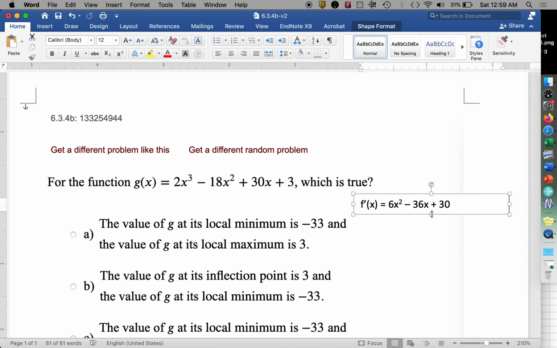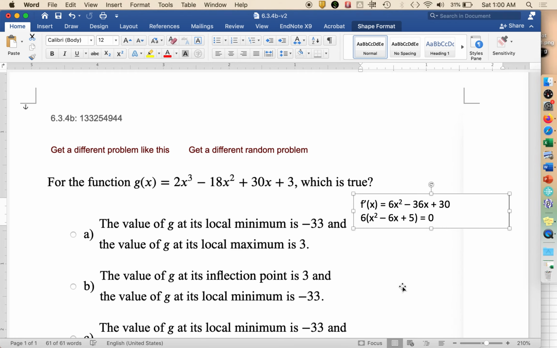Okay, now mins and maxes come from your critical points. And critical points are what you get when you set your first derivative equal to 0 in this case. So you want to say 6x squared minus 36x plus 30 equals 0. And notice that every term has 6 as a factor. So I factored that outside of some parentheses. So I have 6 parentheses x squared minus 6x plus 5 and then close the parentheses.